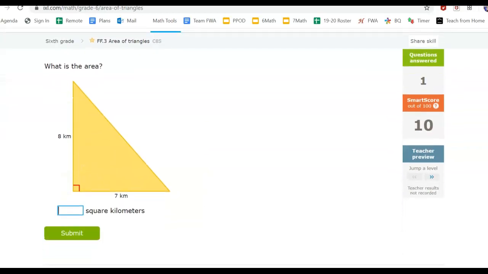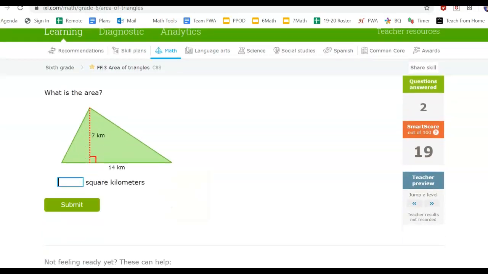And then we go to another one. 8 times 7 is 56. Then we go half of that, which would be 25 plus 3 is 28. Boom. Okay, I'm going to go to the next.